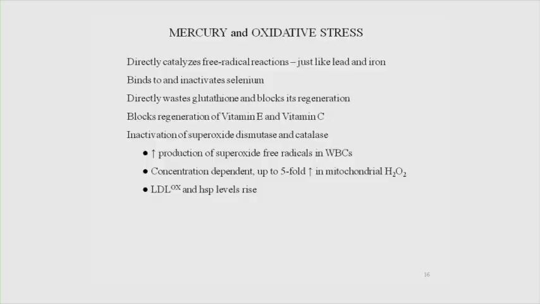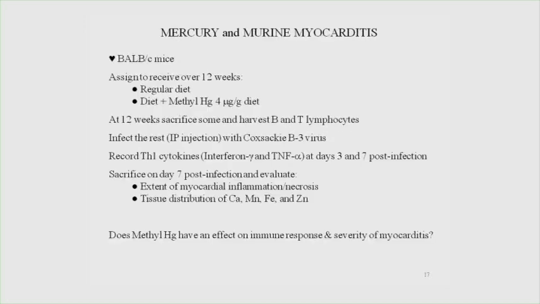Mercury causes oxidative stress. It directly catalyzes free radical reaction, just like lead and iron, binds to and activates selenium, directly wastes our key antioxidant glutathione, blocks its regeneration, blocks the regeneration of other antioxidant vitamins, and inactivates superoxide dismutase and catalase. Again, metals cause oxidative stress. This is an animal model with BALB/c mice. These mice are predisposed to autoimmune disease.